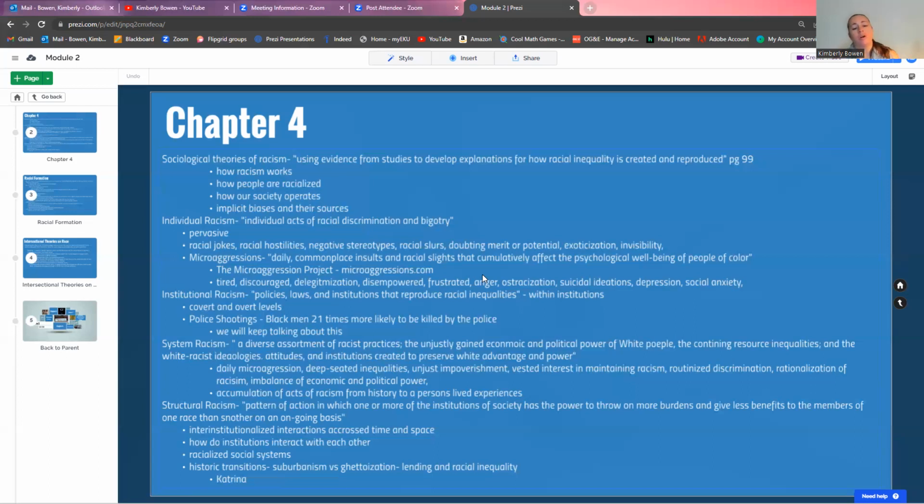All right, so the next one we're going to talk about is institutionalized racism. This is really racism that's built into your policies, your laws, your major institutions. So your education system, your judicial system, your government system, your family systems, even your employment systems, right?